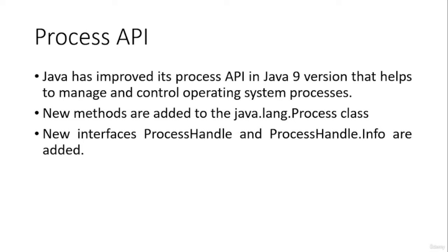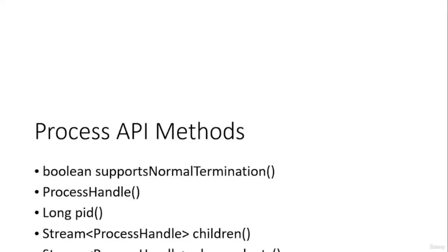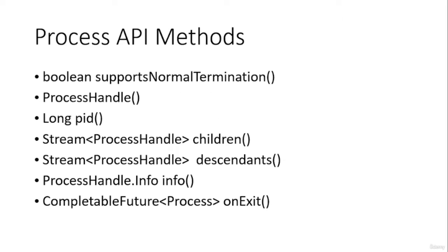There are new enhancements after Java 9. After Java 9 the process API was improved, and the Process class has added new methods, and ProcessHandle and ProcessHandle.Info interfaces were added to the process API. Now let us see some of the methods which are present in the process API.